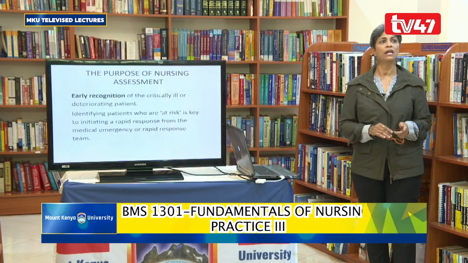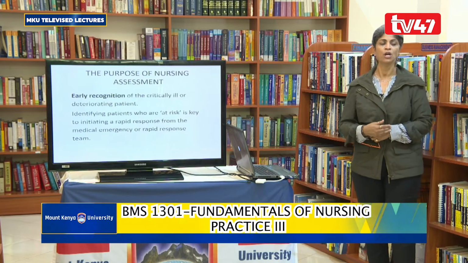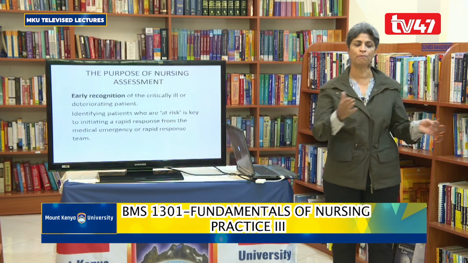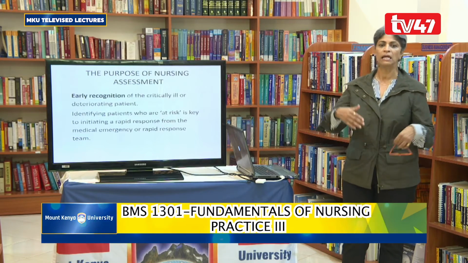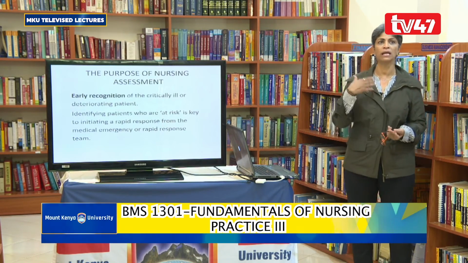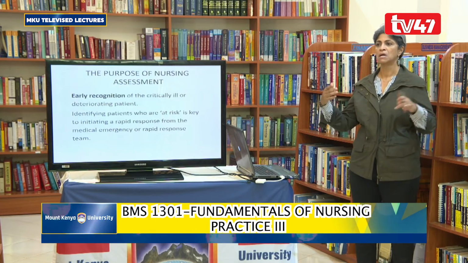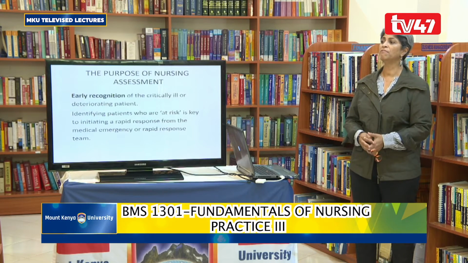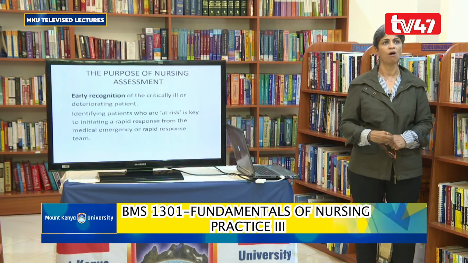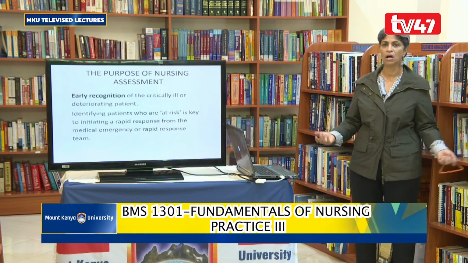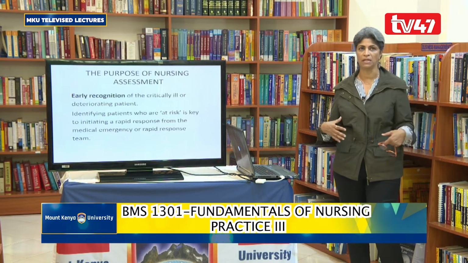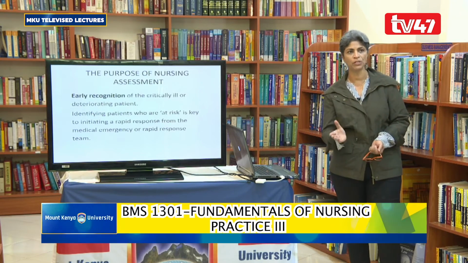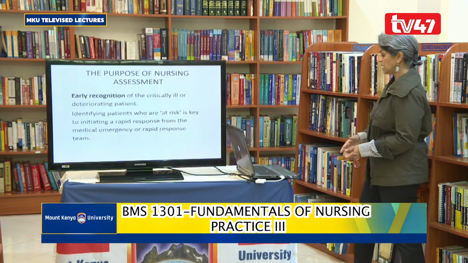For example, if you take history from a patient, you might find that in this family there is a strong history of breast cancer. Or you may find in this family there is a strong history of abdominal problems. Or you may find that there is a strong history of hypertension, diabetes, or heart diseases in certain families. So it helps you to find out whether your client, your patient, is at risk or is not at risk.